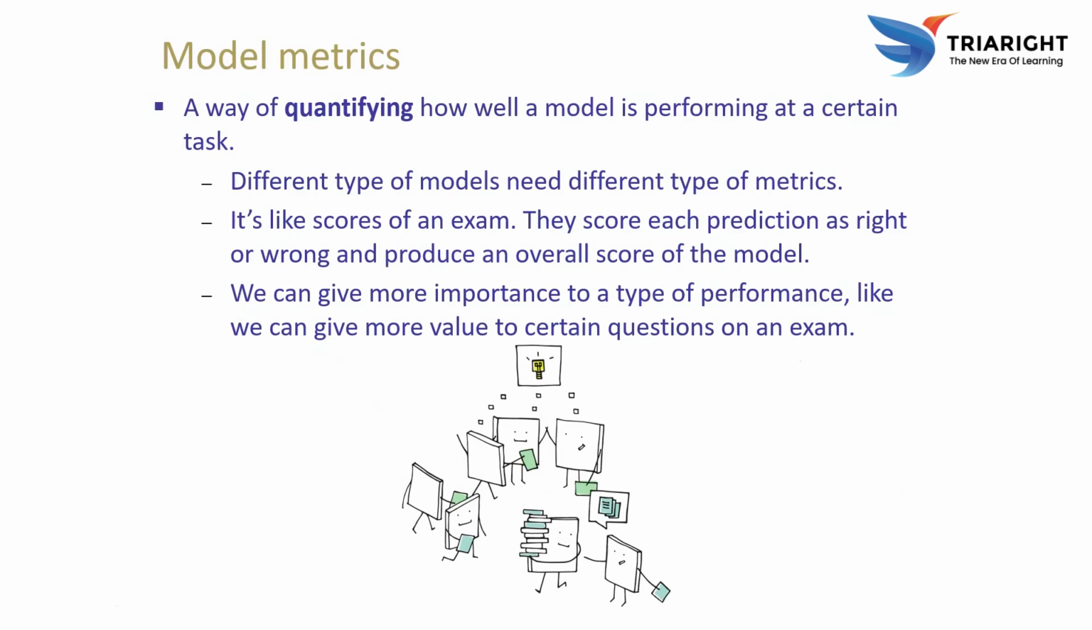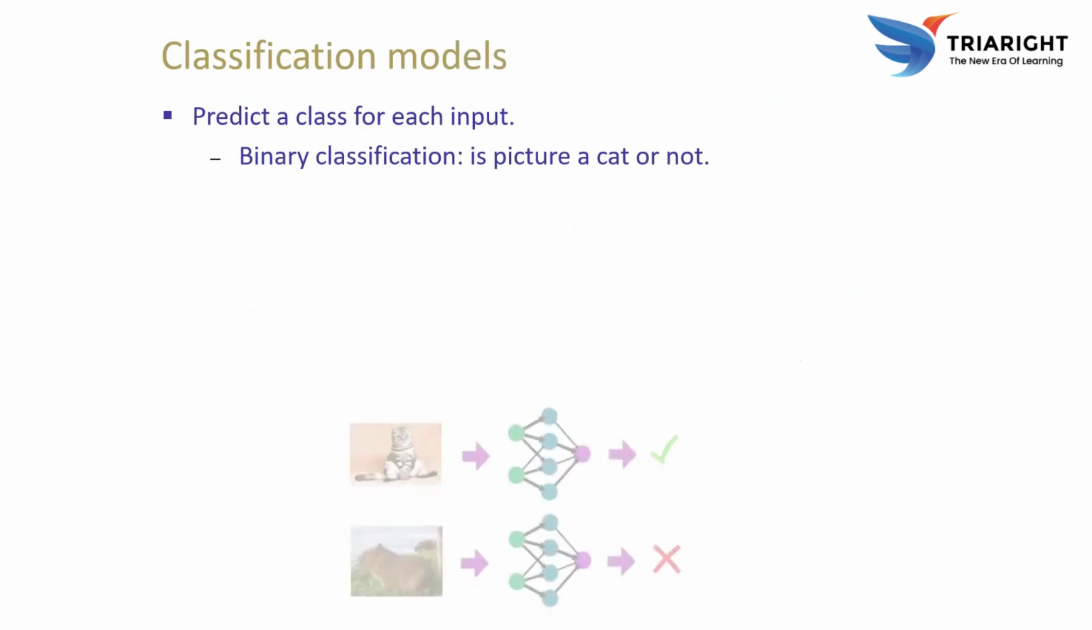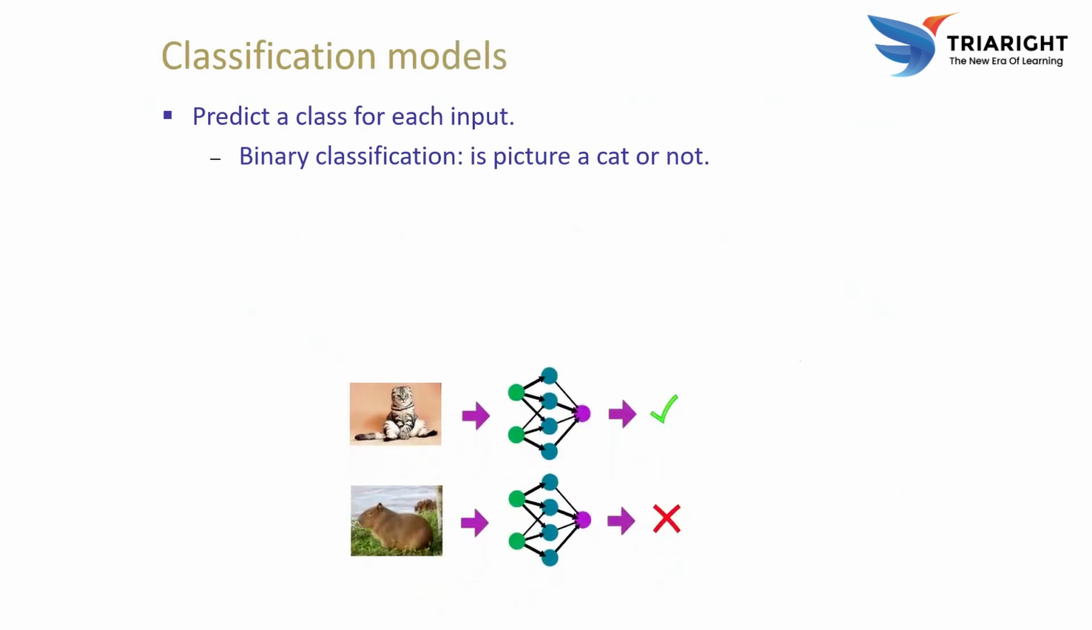Which tool is used depends on the entire problem. The most important thing is the classification model. It predicts a class for each input. Binary classification asks, for example, whether a picture is a cat or not. It is the classification method we use most in machine learning.